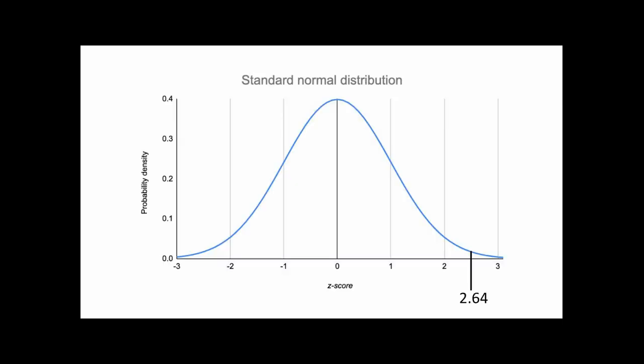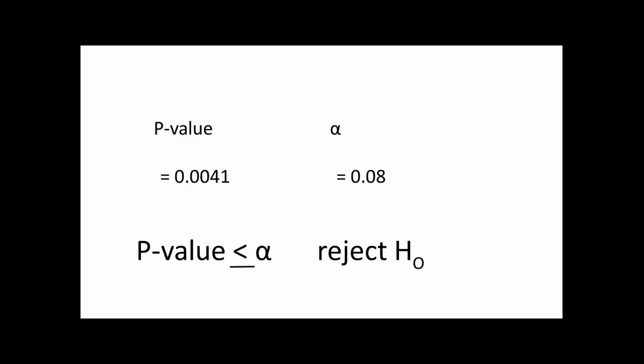In this case, we find the area in the tail of the test statistic of 2.64. This is a right tail, so we use the z-table and get the area to the left of 2.64 and subtract that from 1 to get the area to the right of 0.0041. This is our p-value, since it is a one-tailed test. Compare this to alpha, which was 8% or 0.08. Since the p-value is less than alpha, there is enough evidence to reject H0.